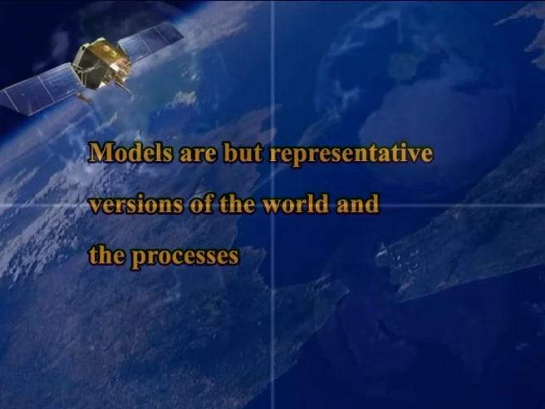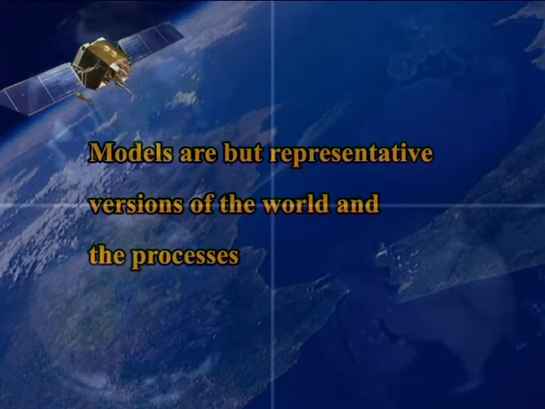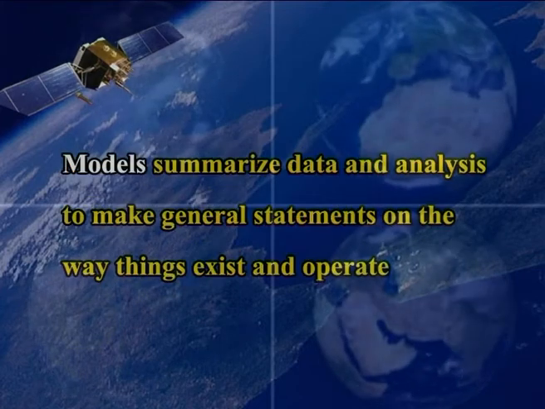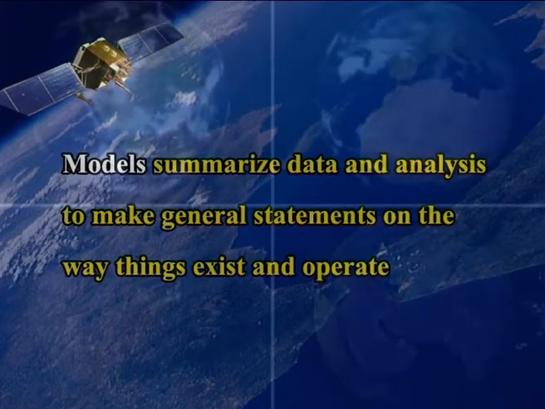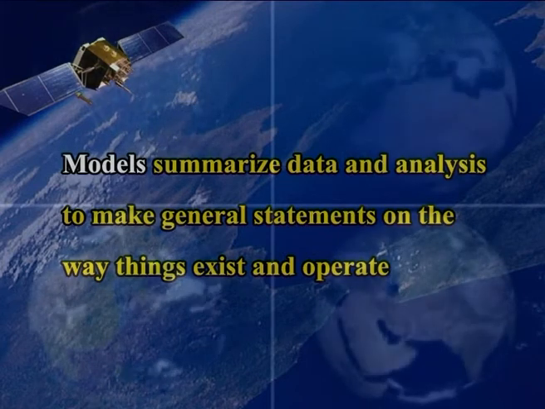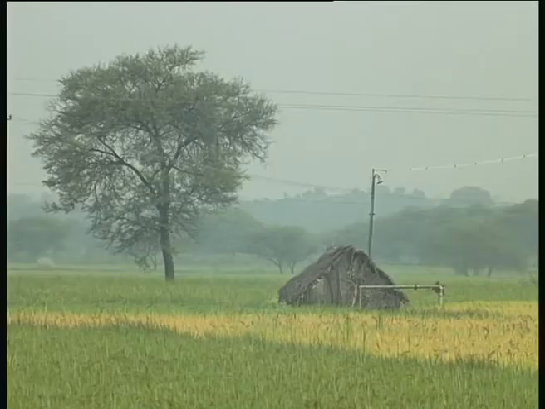The high power of computers now permits the advanced analysis called modeling. Models are representative versions of the world and its processes. Models summarize data and analysis to make general statements on the way things exist and operate. They help to reduce data clutter and to reveal generalizations.